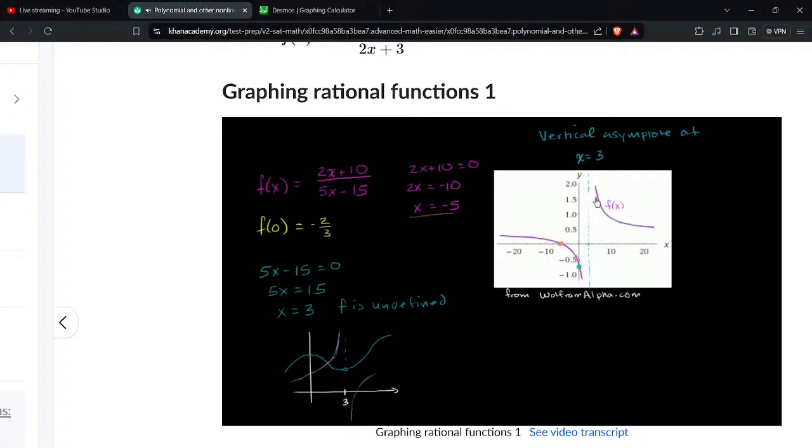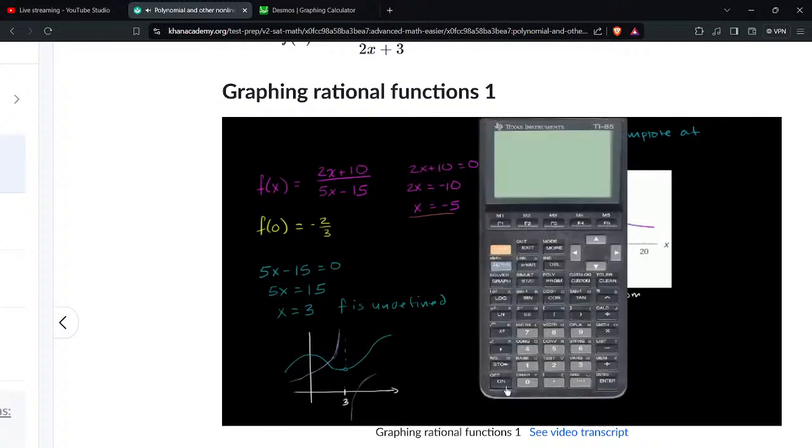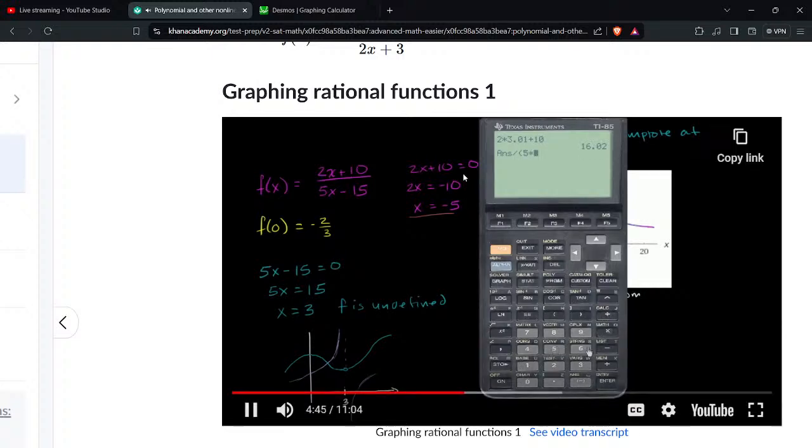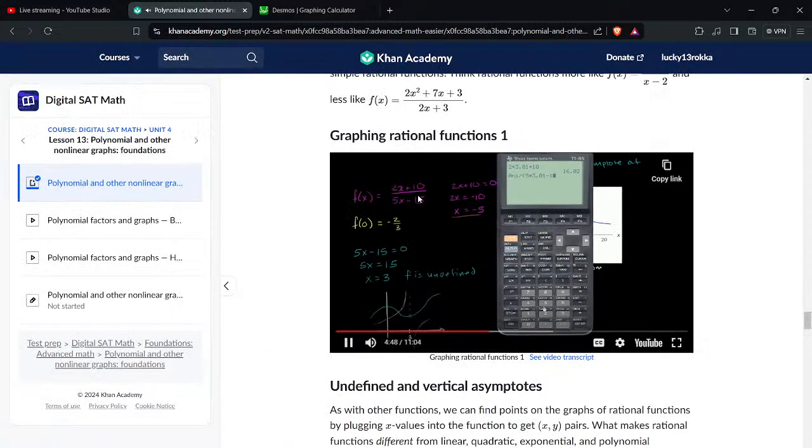But how would you have known that if you didn't have the graph here? If you just had this? We know it's not defined at 3, but how do we know it's not a point discontinuity and not instead a vertical asymptote? Well, there's a couple of ways to do it. One way is you could try values near 3 and see what happens. So for example, you could get your calculator out and you could try, let's say, 3.01. So if you say 2 times 3.01 plus 10, that's the numerator. And then I'm going to divide the numerator by 5 times 3.01 minus 15.